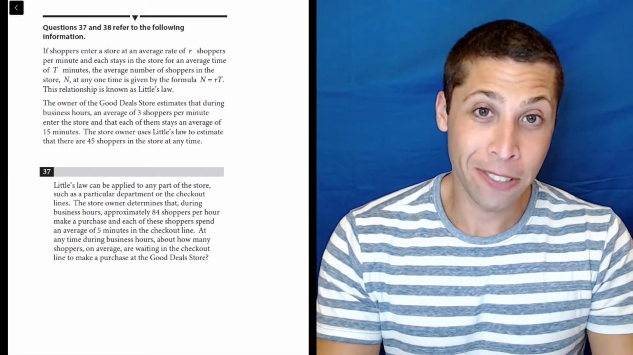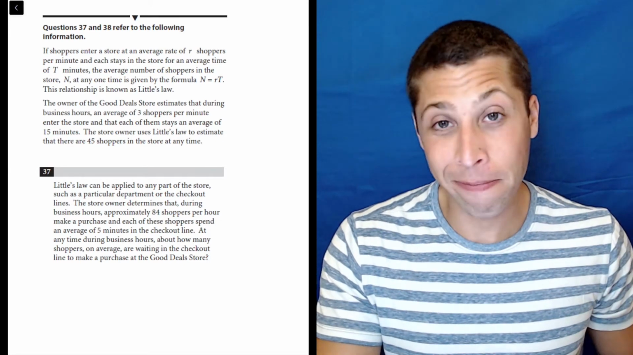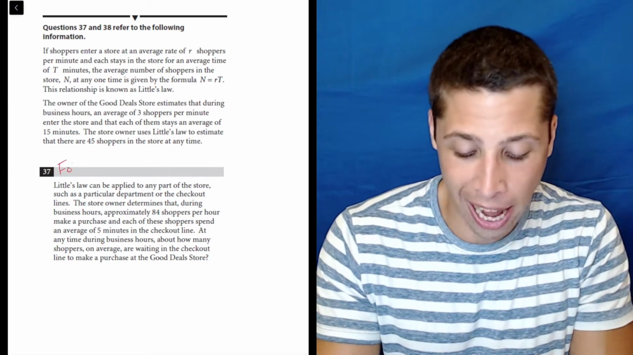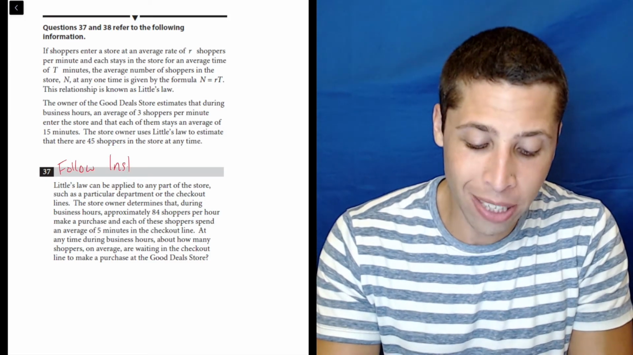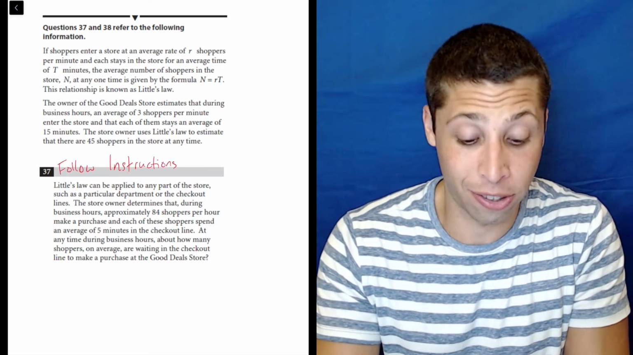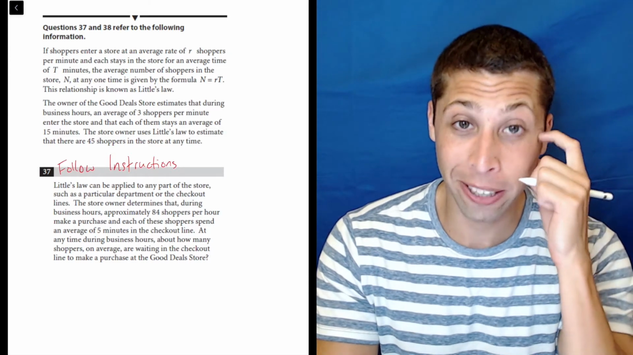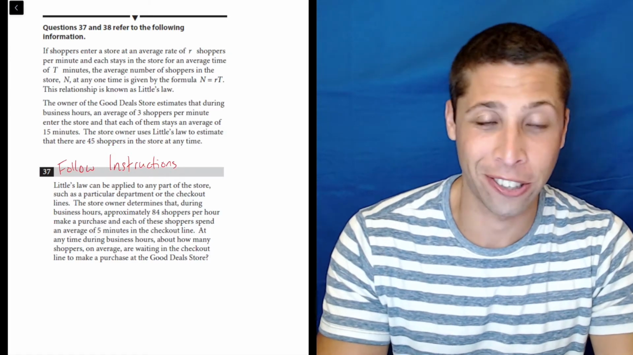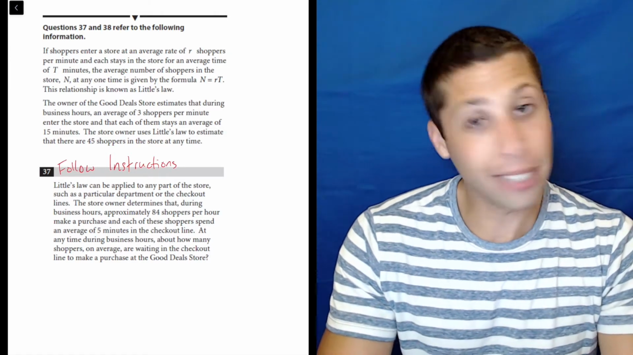This is tough. This is a very confusing story. But as so often happens with these story questions, it really comes down to just following instructions. Now, I'll admit, if we just look at this, there's a lot of instructions, so it seems overwhelming. But let's take it one piece at a time.